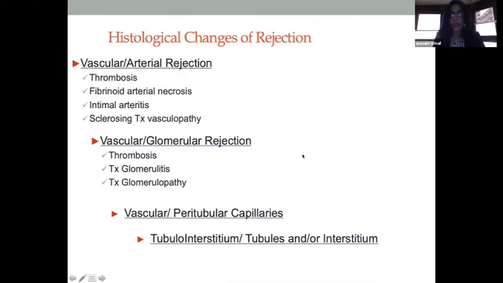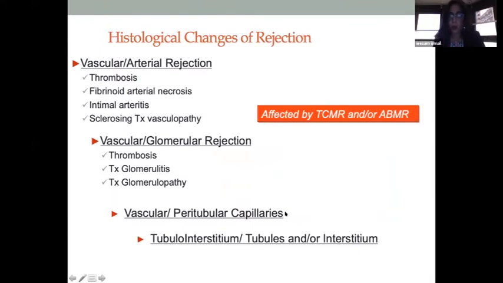How do we get to a diagnosis histologically? How can the pathologist tell you that this is probably an antibody-mediated rejection, or that this is a T-cell mediated rejection? We utilize the classification because it adds scoring systems, and we count on the histological changes that we see in the biopsy, which reflect rejection. So we examine arteries, we examine glomeruli, we examine peritubular capillaries, and we examine tubules and/or interstitium.